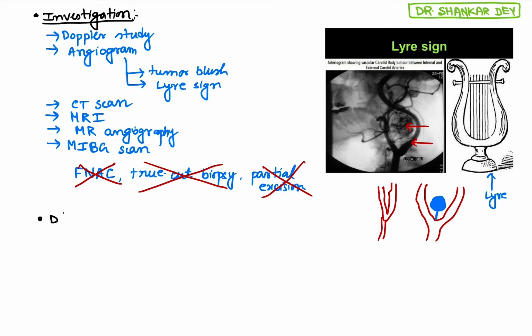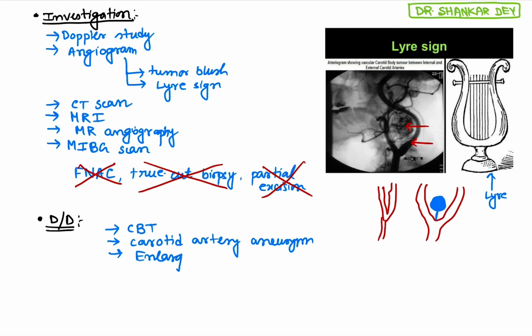Now, what are the DD, or differential diagnosis of the tumor? Swelling in this region may be carotid body tumor, the tumor we are discussing, or carotid artery aneurysm, or maybe an enlarged lymph node of the anterior triangle like level 2 or level 3 lymph node, or neurofibroma of vagus nerve, which presents as a swelling in the carotid triangle.